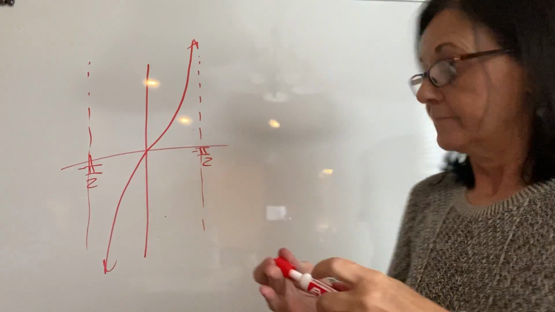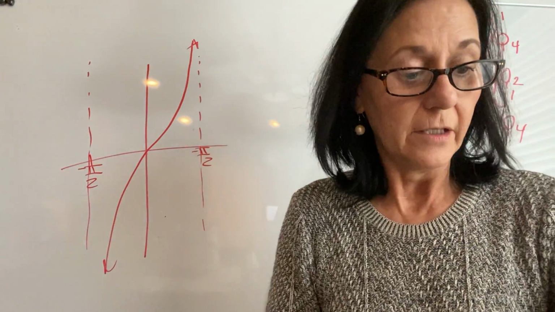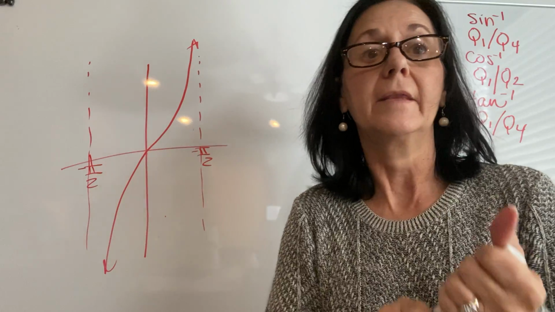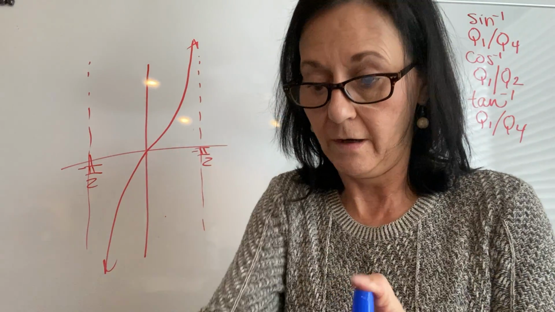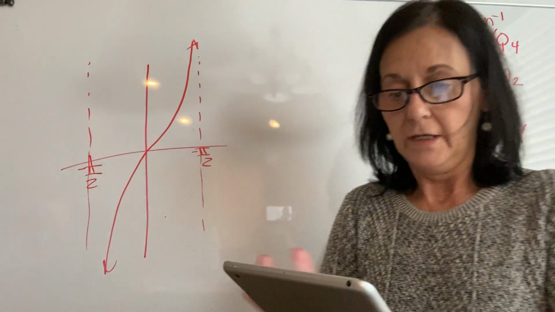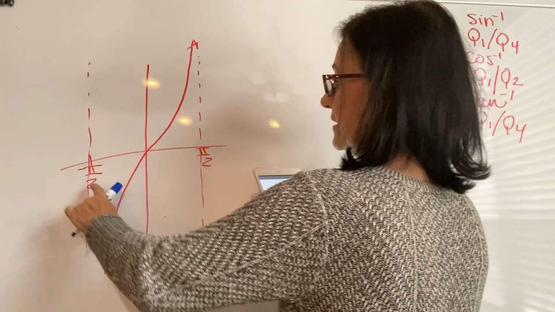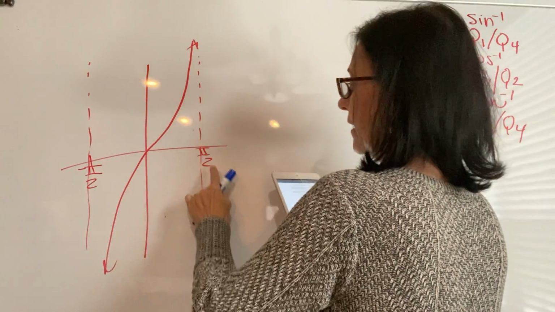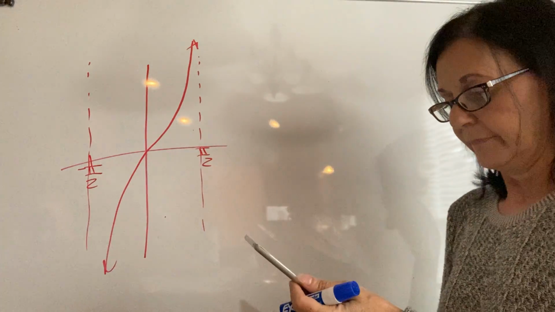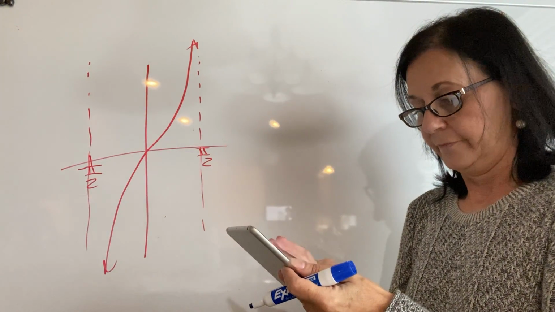The cosine, quadrants 1 and 2. So for the tangent, that's positive. For the tangent, we're going to go from negative pi over 2 to pi over 2.